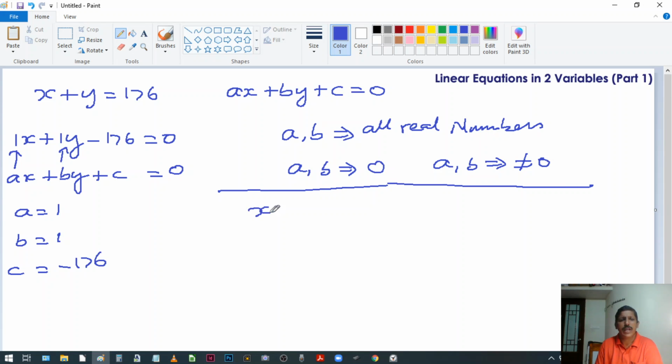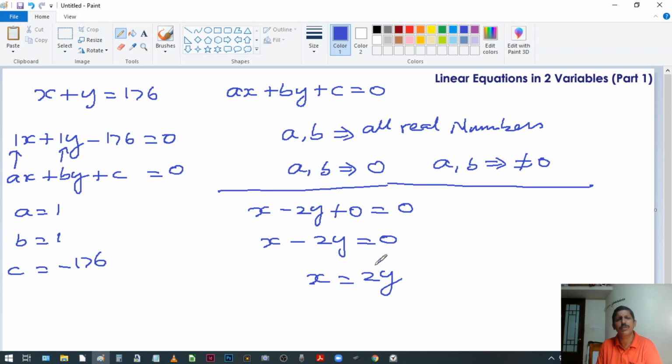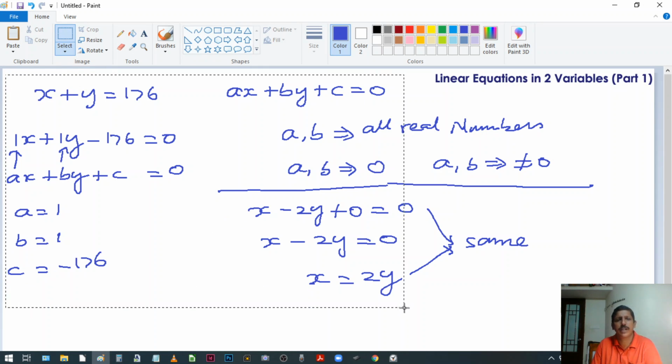Now let me take another example. Suppose x minus 2y plus 0 is equal to 0. Now this is a linear equation. Can I simplify this one? Yes. x minus 2y is equal to 0. Still I can simplify: x is equal to 2y. So both these equations are the same. It is written in a different way, but both are the same. Now let me take an example and explain it so that you will understand better.